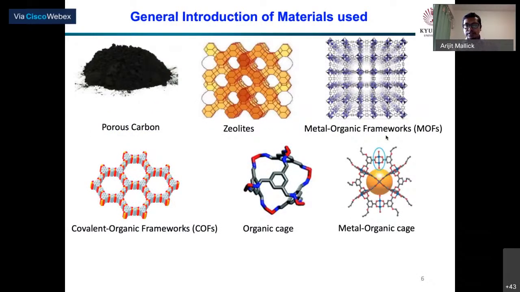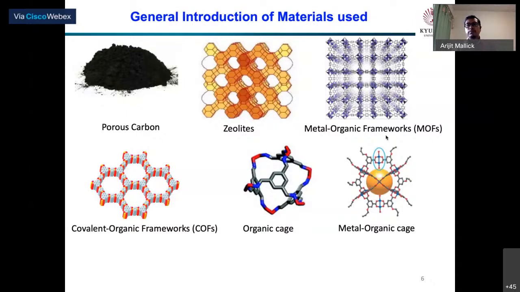So in industry, porous materials are very important to separate, capture or do catalysis. Previously, people were using porous carbons, which are also an interesting type of porous material with some advantages and disadvantages. These carbons are cheap, but the problem is that they don't have uniform porosity. So then people went for zeolites. Zeolites are also good materials, but they also have some disadvantages, like you cannot tune the porosity, even though they have uniform porosity. So then people became interested in metal organic frameworks, covalent organic frameworks, organic cages, and metal organic cages. These are all different types of porous materials.